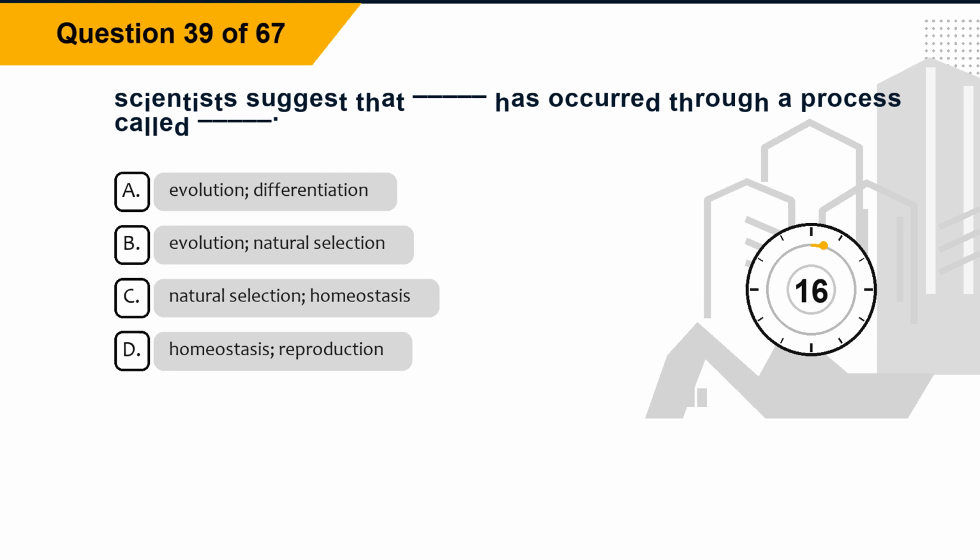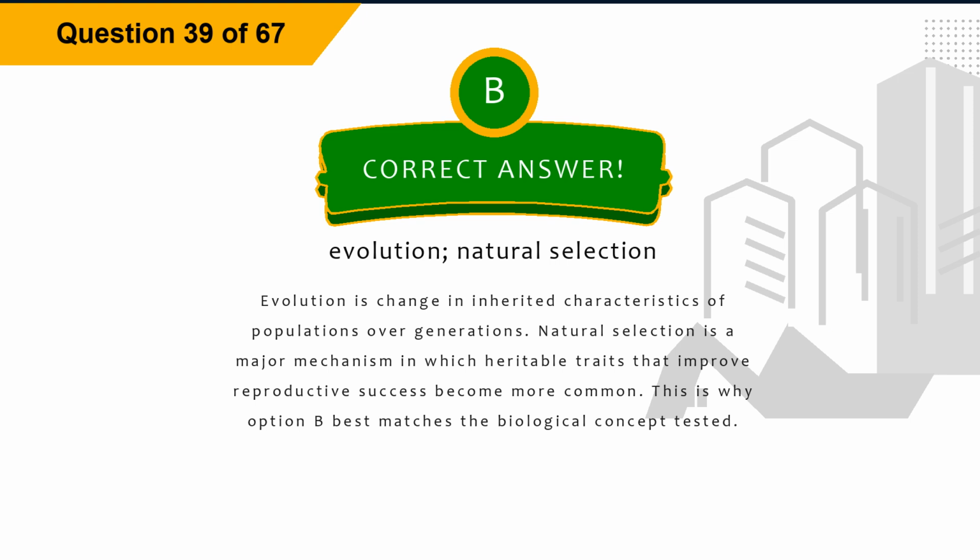Question 39. Scientists suggest that blank has occurred through a process called blank. Option A, evolution, differentiation. Option B, evolution, natural selection. Option C, natural selection, homeostasis. Option D, homeostasis, reproduction. The correct answer is option B, evolution, natural selection. Explanation. Evolution is change in inherited characteristics of populations over generations. Natural selection is a major mechanism in which heritable traits that improve reproductive success become more common. This is why option B best matches the biological concept tested.